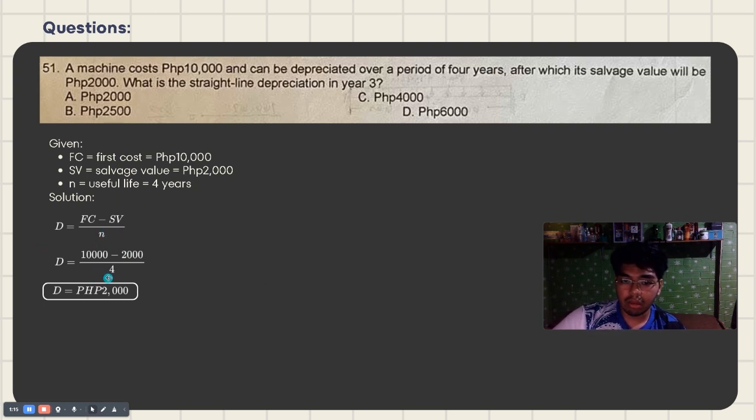Since we have the given values, we will just substitute. So 10,000 pesos minus 2,000 pesos over 4 years. So for the final answer, we will have 2,000 pesos. Since we have 2,000 pesos, which is letter A, that is our final answer for number 51.